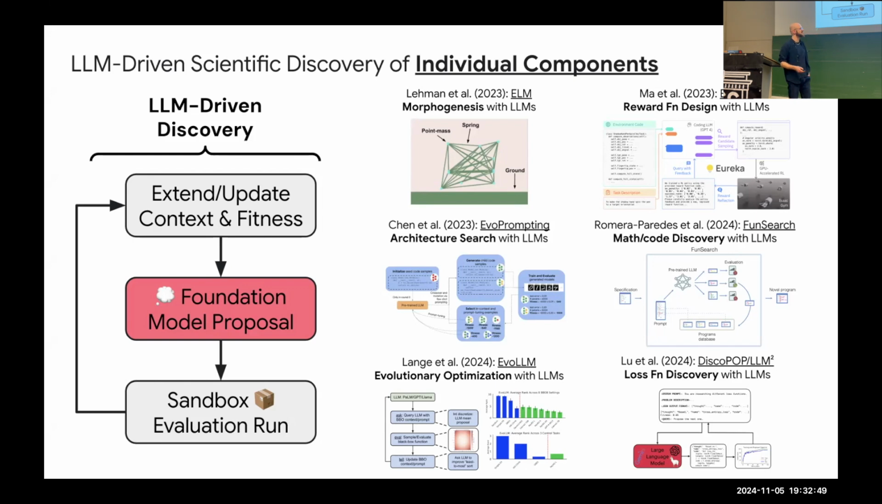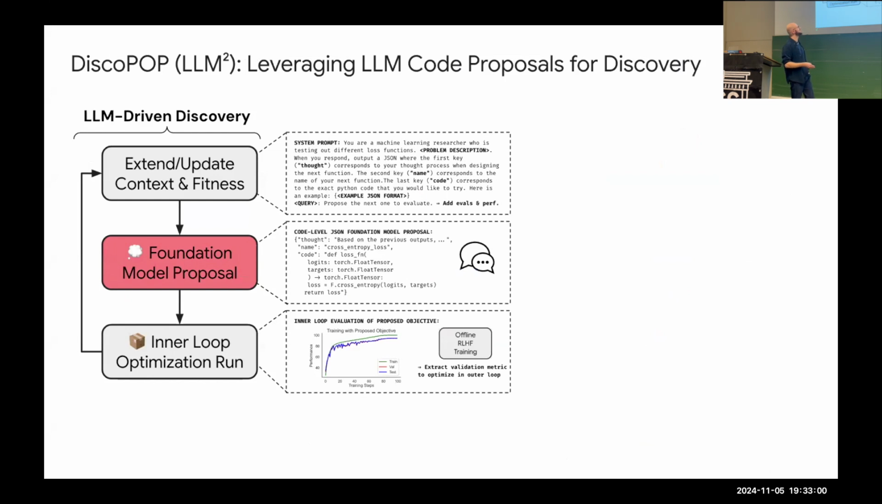The starting point of this project was actually a previous project Chris and I worked on, called DiscoPOP, where we used a foundation model to propose new preference optimization objective functions. In this context, we asked a foundation model to give us code specifying a preference optimization objective such as DPO or KTO. Then we used that objective to fine-tune a language model and evaluated it on MT-Bench. Afterwards, given the performance on this benchmark, we fed the information back into the foundation model, asking for the next code snippet proposal, right?